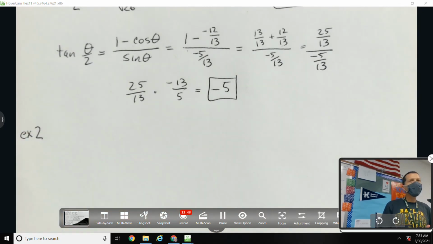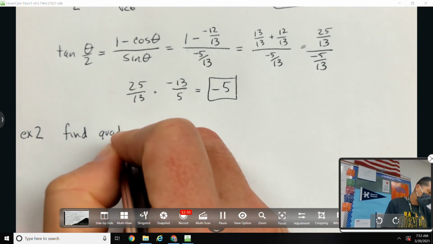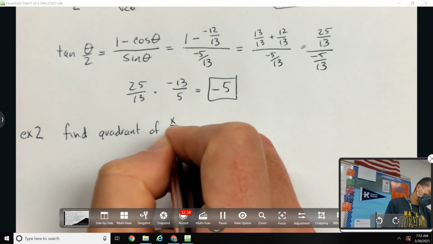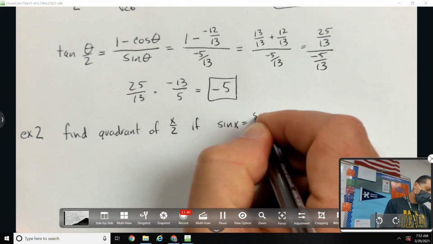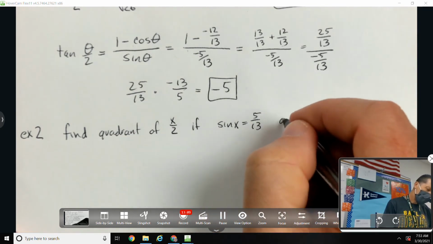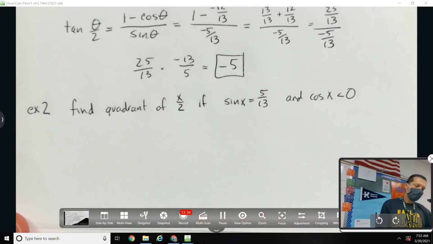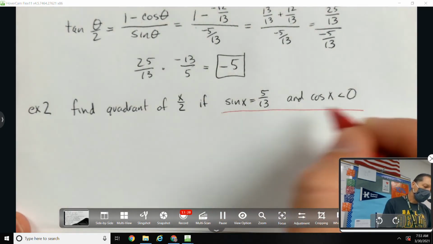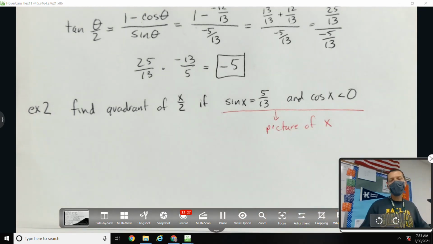All right, the main thing I'm worried about is the quadrant situation. So I'm going to do another example, but I only want you to find the quadrant of x over 2 if sine of x equals 5/13 and cosine of x is less than 0. So draw a picture based on this. That would be a picture of x, and then use that to figure out the quadrant of x over 2. I'm going to pause. If you're at home, pause the video, give that a try. So picture of this, figure out what quadrant x is in, and then figure out what quadrant x over 2 is in.